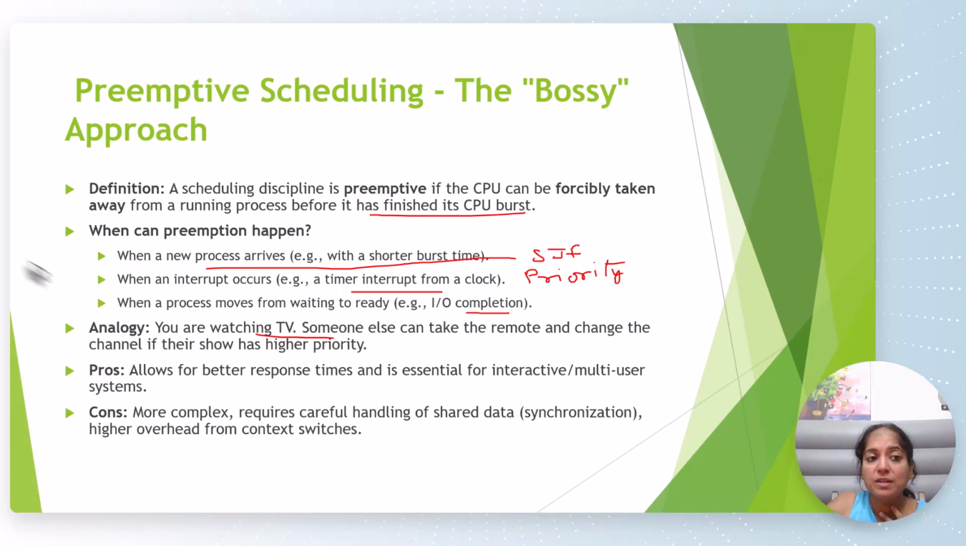The benefit of the preemptive scheduling is it allows for better response time and is essential for interactive and multi-user systems. But on the other hand, the drawbacks are it requires careful handling of shared data, high overhead due to the context switching, and it is really complex to implement.